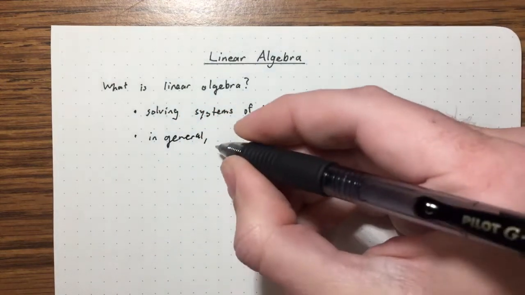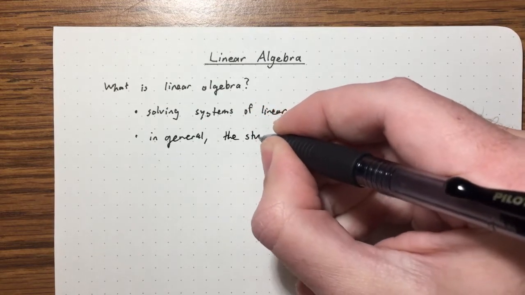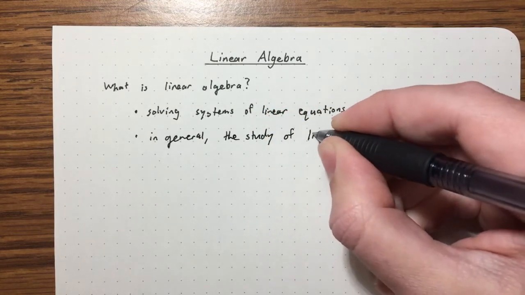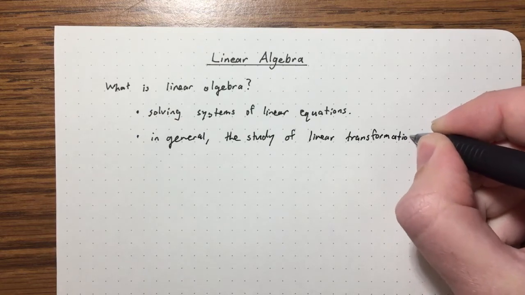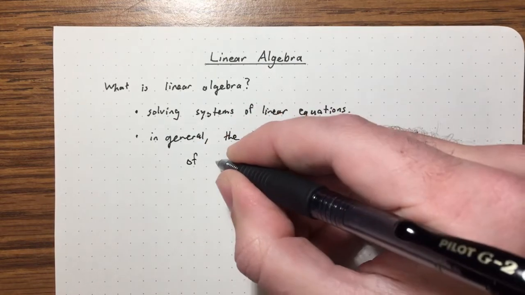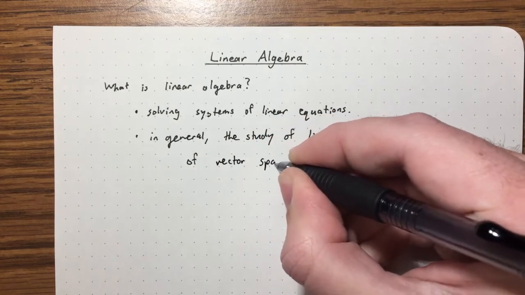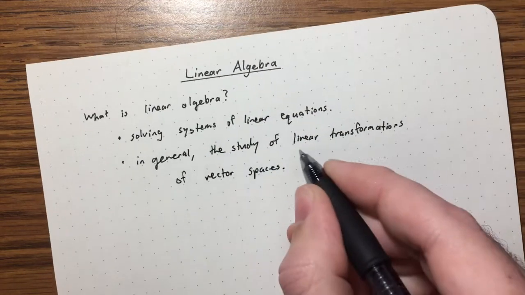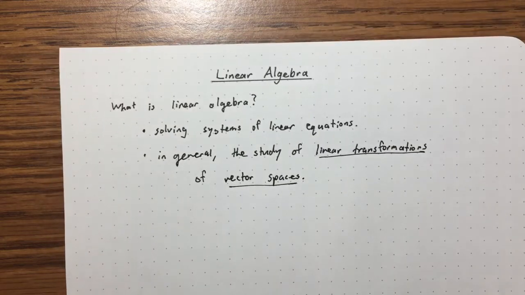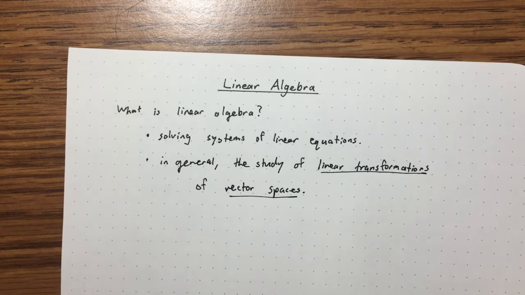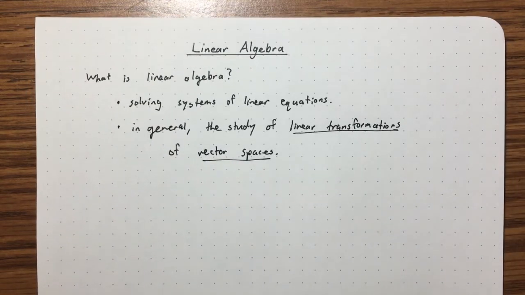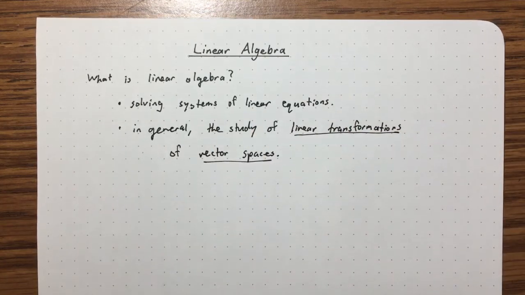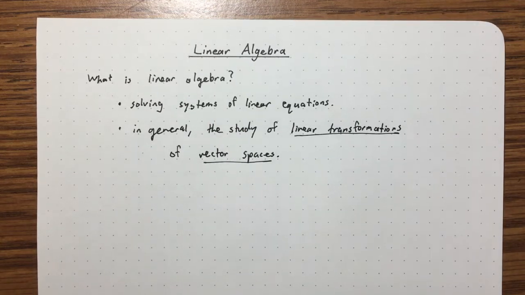So in general, it's the study of linear transformations of vector spaces. Let me underline these two words. Linear transformations of vector spaces. Already I put down two terms that you might not be familiar with. It turns out this first one is actually a special case of the second one. So we can view a system of linear equations as a linear transformation on vector spaces.